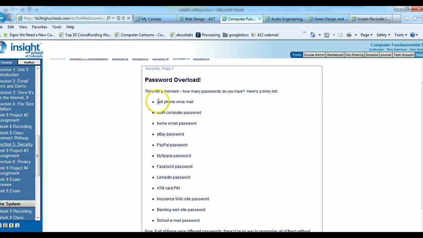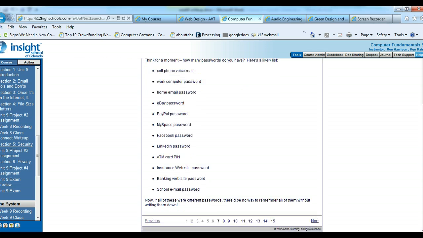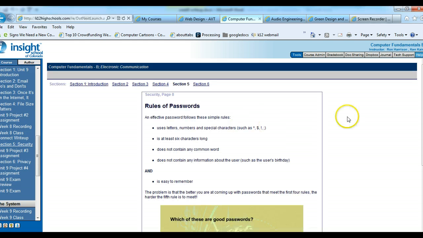So think about all the passwords you have. That's one of the Class Connect write-up questions. I think I have probably about 12 accounts that I have to have passwords for. You don't need to write all these down, but what I'd like you to do is just think about the numbers you have, and that was that Class Connect write-up question, the number of passwords you have to use.